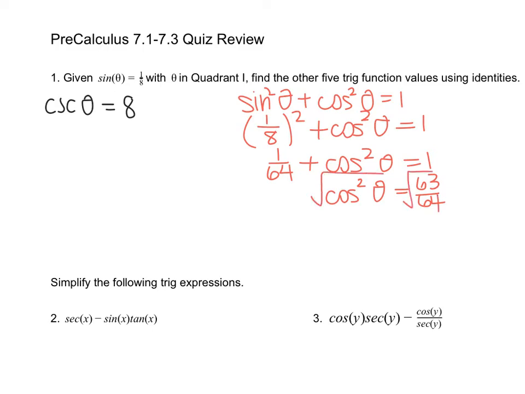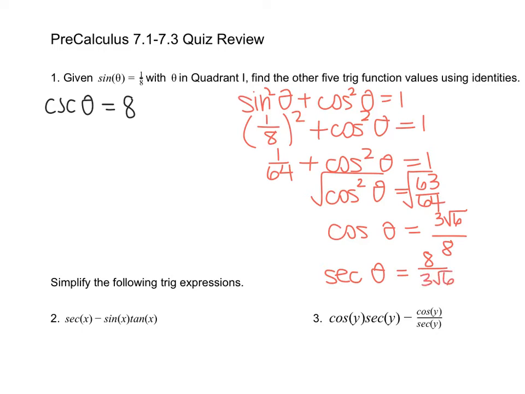Taking the square root, we end up with cosine of theta equals, now while the square root of 63 does not exist as a whole number, we can simplify radical 63 since it is 9 times 7, so we get 3 radical 7 over the square root of 64, which is 8. Then secant of theta equals 8 over 3 radical 7.